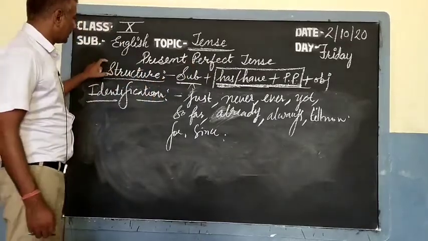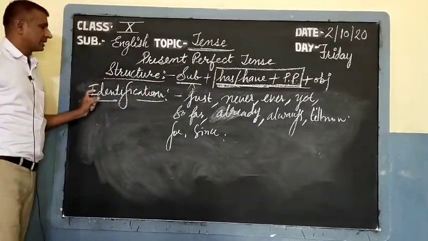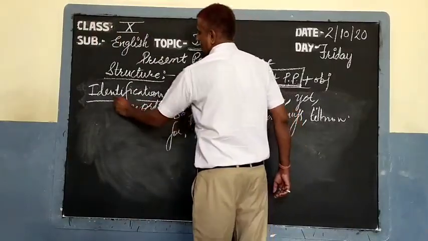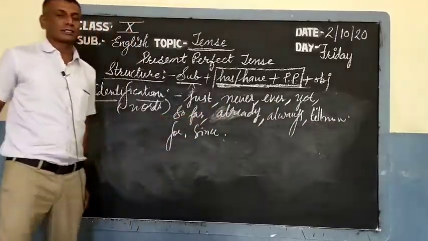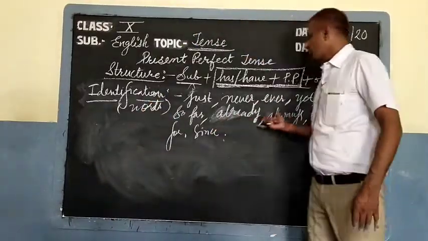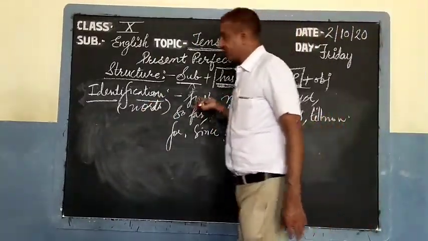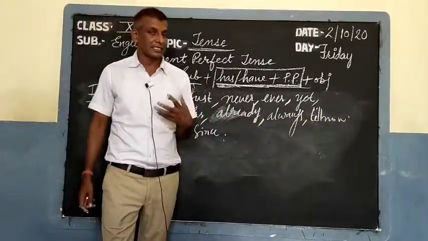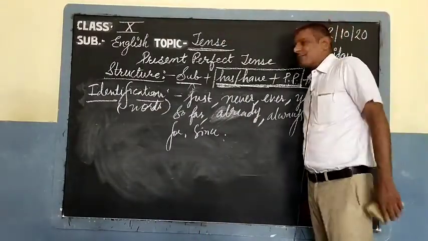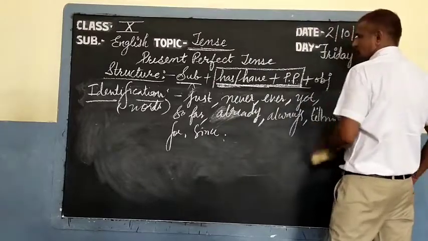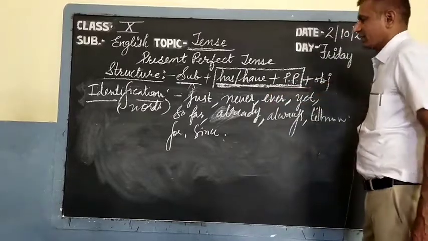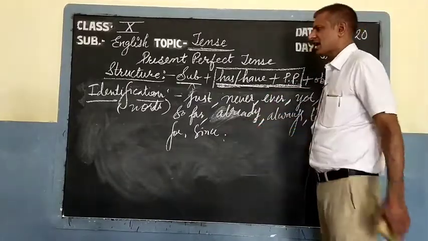So first, you learn the structure. Second, the identification words. You must remember the identification words. These two things are compulsory for you to understand, and they will tell you the tense of the sentence. Now, with the help of some examples, I will explain how you can identify and how you can fill the verbs. So note down the structure and identification words in your notebook right now.